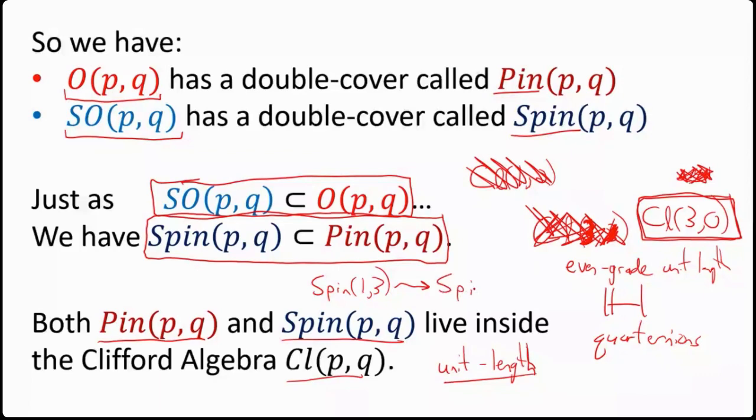And you could have your spin like, I don't know, 23-9. This is a procedure to come up with this spin group for literally anything. You would never use it for 23-9 because you would never want to do that, but you could. It exists, and you can build it. It's just the even grade unit length elements of the Clifford algebra.